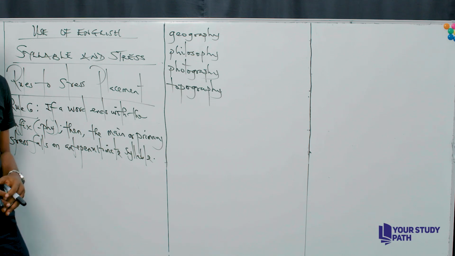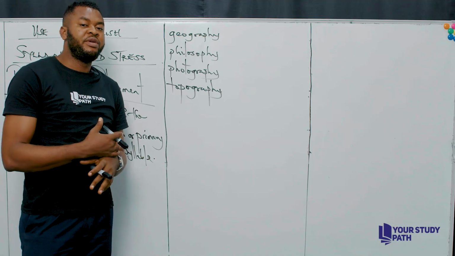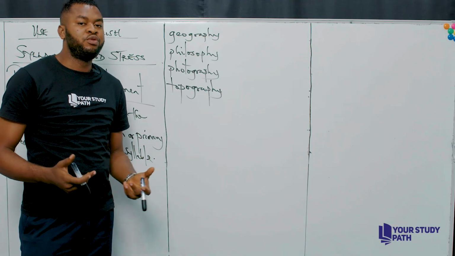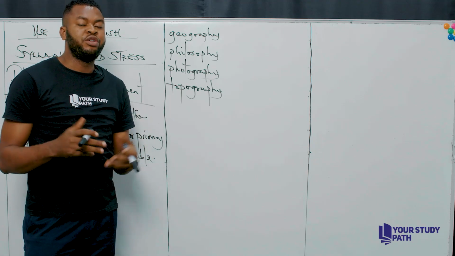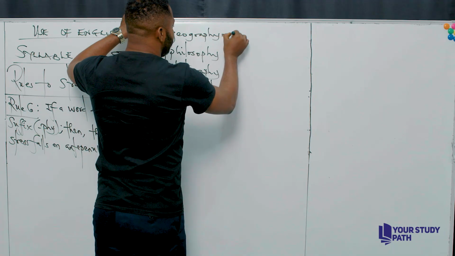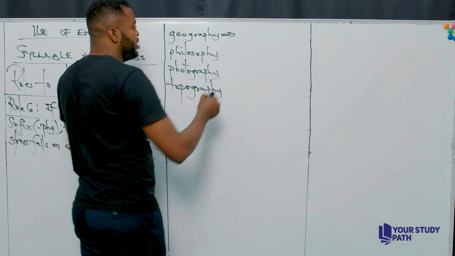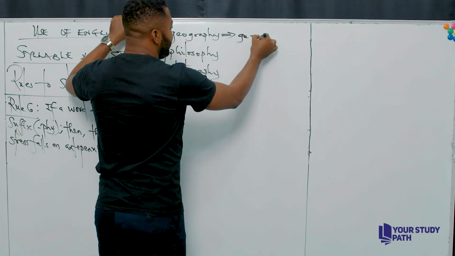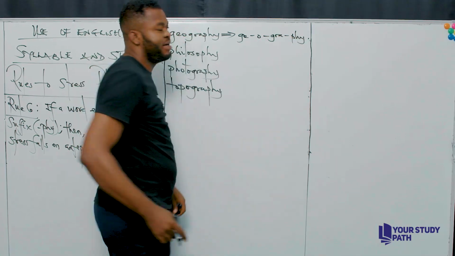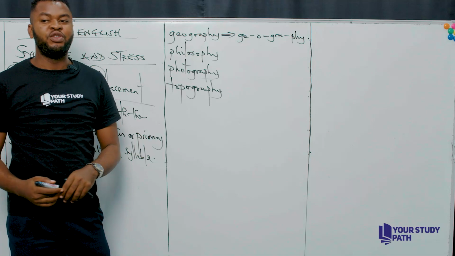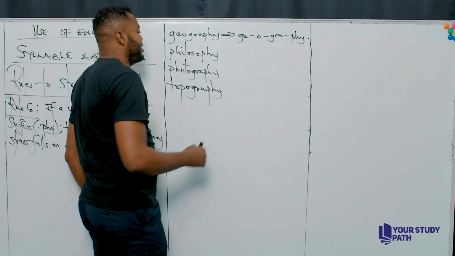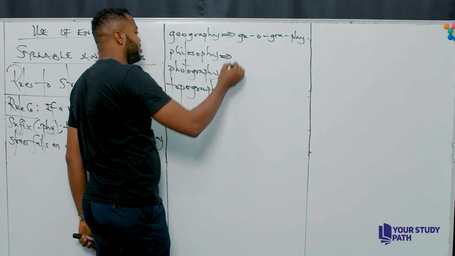Now, what is the first thing for you to do? You need to make a syllabic division for each of those words, after which you apply the rule to each of them. Now, let's see. The first word is geography. So you have GE-O-GRA-PHY. I hope you got that in your syllabic division too. Now, let's see the next syllabic division.